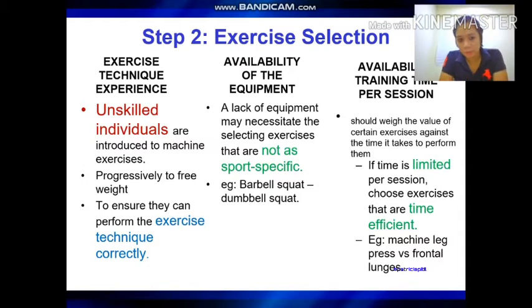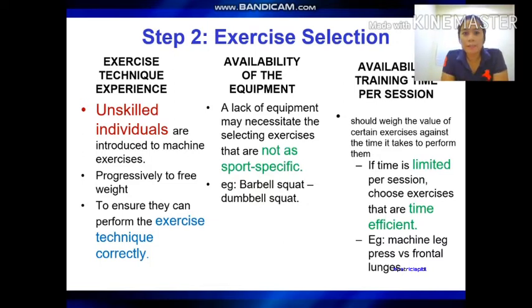The first is exercise technique experience. Unskilled individuals are introduced to machine exercises. If your athlete is not familiar with free weight exercises, for example the barbell and the dumbbell, you should start with the very easy ones, controlled movements that are safe for them. Introduce them to the machine and progressively shift to the more challenging free weight exercises, which involve posture, technique and balance. You have to ensure that they can perform the exercise technique correctly.